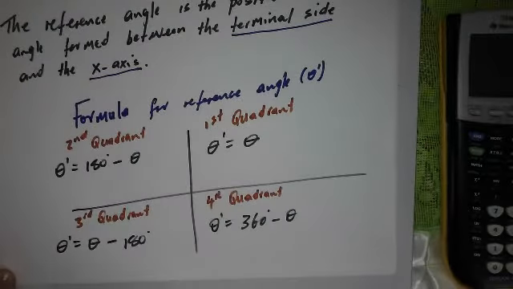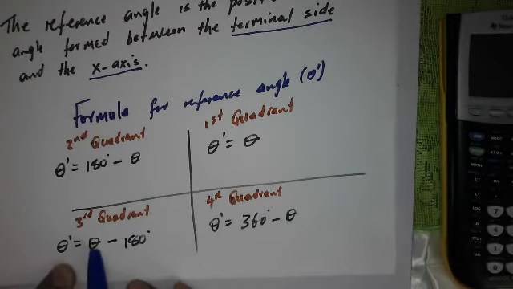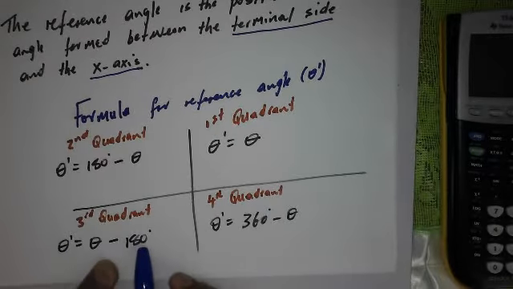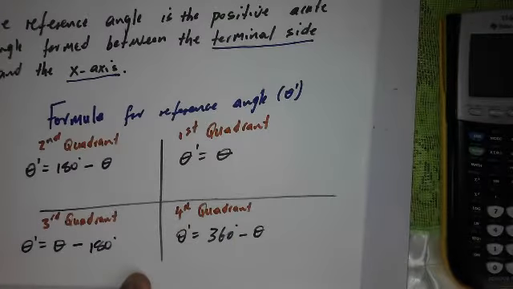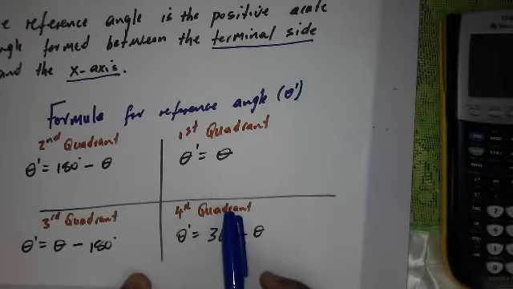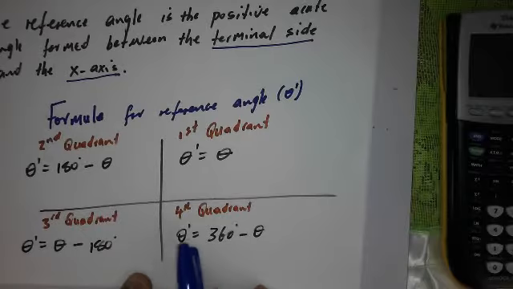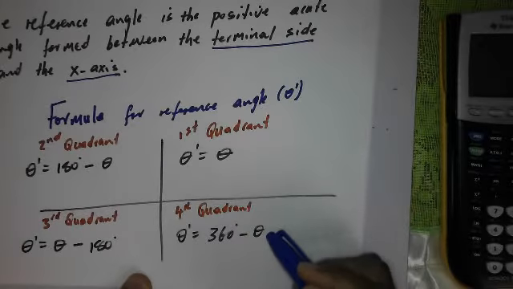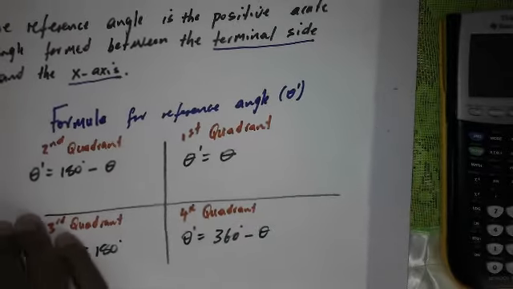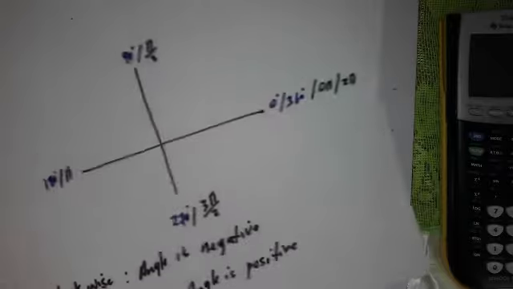Okay, if the angle is formed in the third quadrant, then your reference angle is the angle you get in the question minus 180 degrees. All right, and if the angle is formed in the fourth quadrant, the reference angle is found by subtracting the angle you get in the question from 360 degrees. Okay, here's some important note.